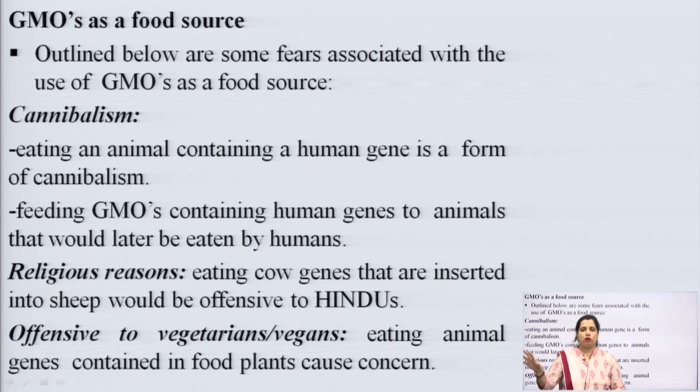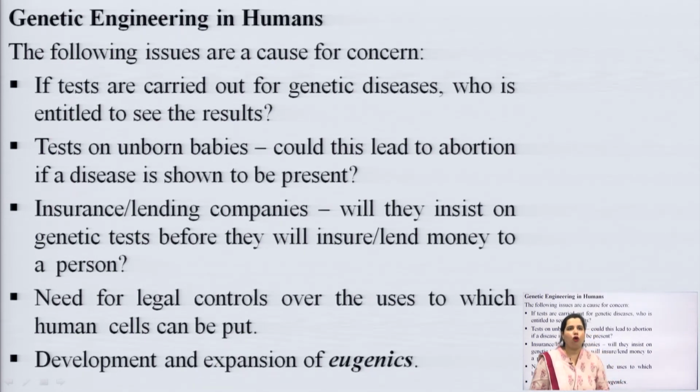Yes. Vegans are considered to be pure vegetarians, and if we transfer a bacterial or animal genome into plant sources, it is considered not purely vegetarian. In genetic engineering in humans, the following issues are a cause for concern. If tests are carried out for genetic diseases, who is entitled to see the results? Yes, if we are doing modification in humans, then who is responsible for knowing all the negative and positive aspects of the diseases, right? Are the risks considered properly, and is treatment available if any negative effects come out after this genetic engineering? So, these are basically the concerns.